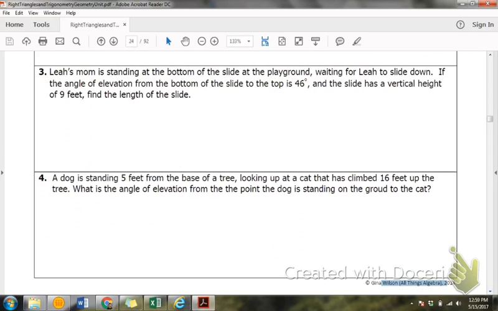Okay, so let's talk about a slide here. I'm just going to draw a slide. But that doesn't leave me much room for her mom. So let's go the other way. Lovely curly slide. I guess it didn't say curly slide.